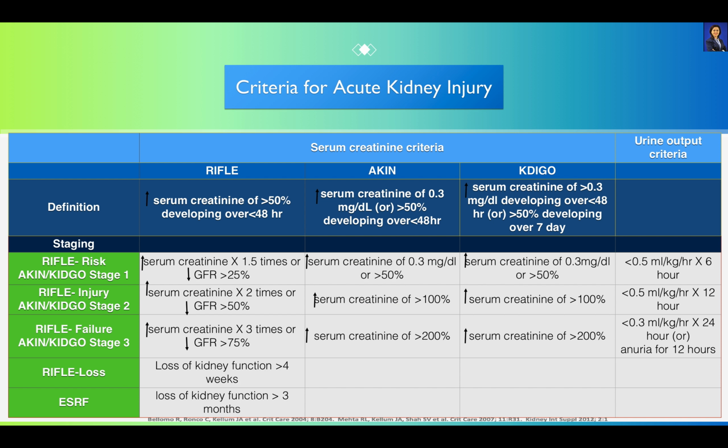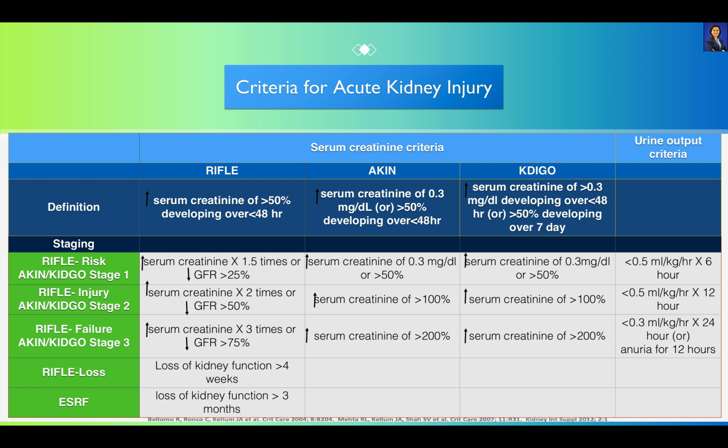When we look at the criteria for acute kidney injury, there are several classifications. The RIFLE classification is risk, injury, failure, loss, and end-stage renal failure. The Acute Kidney Injury Network also has another classification, and Kidney Disease Improving Global Outcomes also has another classification. But basically they are the same principle.